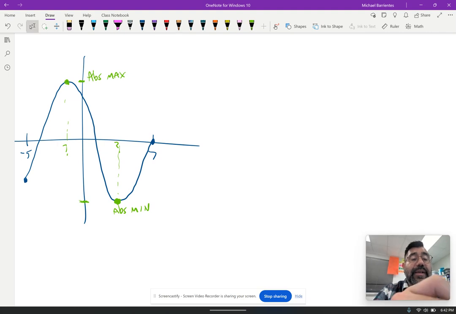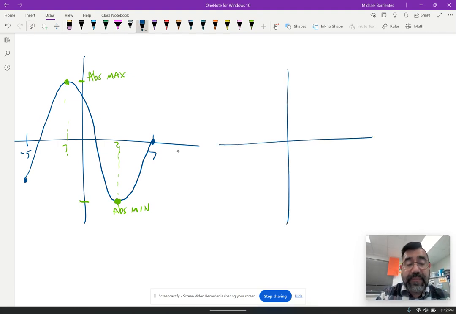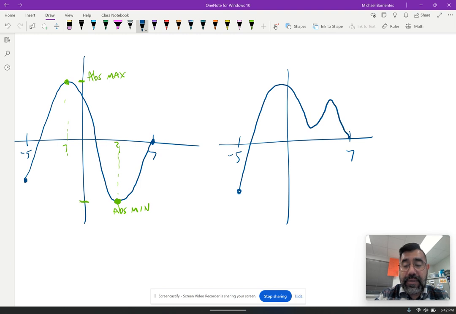But if I have something that looks like this, we'll still do -5 and we'll still do 7. We'll still start at the bottom. But this time we're going to go up, come down, go up again, and then come down and end here.